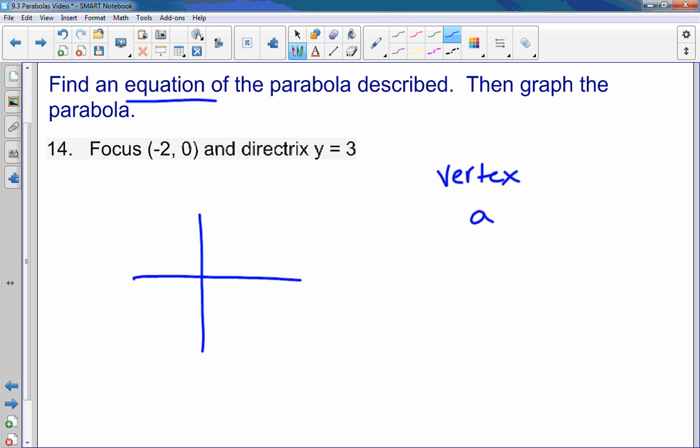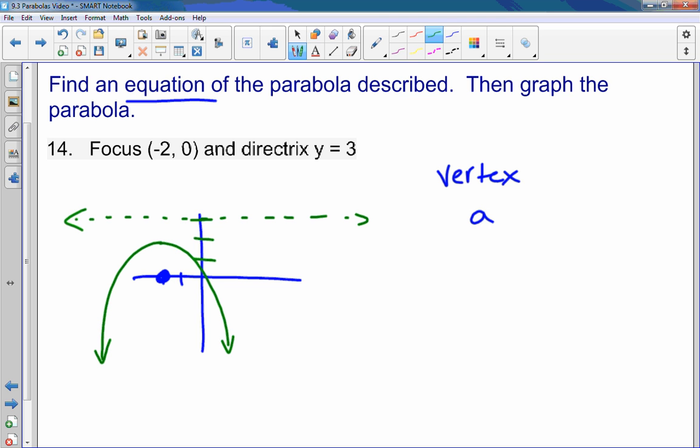So the focus is at -2, 0. There's my focus. And my y value for the directrix is 3. So y is equal to 3 is 1, 2, 3 up here. It's a dotted line at y equals 3. Now, based on this information, does this parabola open up, right, down, or left? If the focus is down here and the directrix is up here, then the parabola has to open down because the focus is always inside of the parabola.